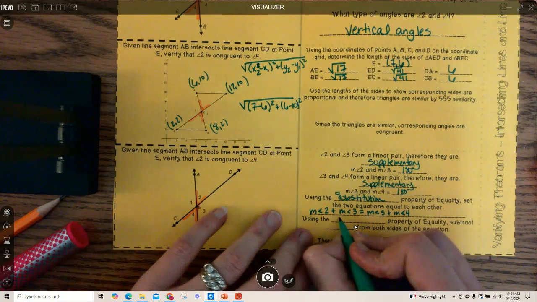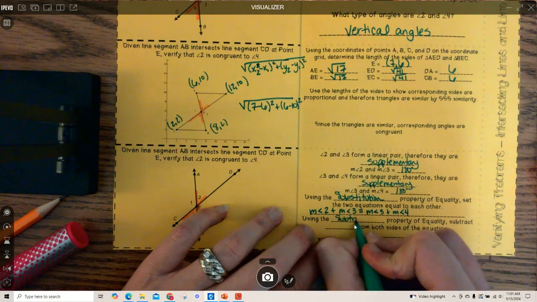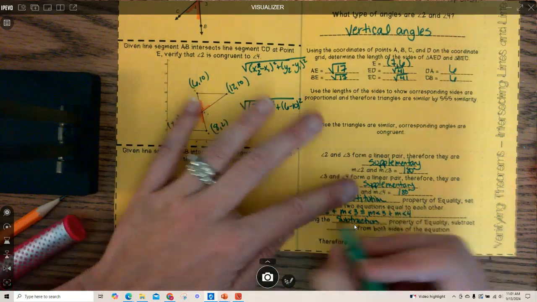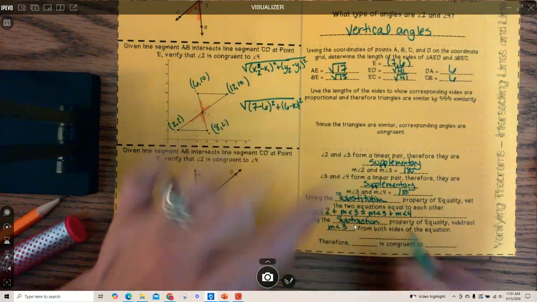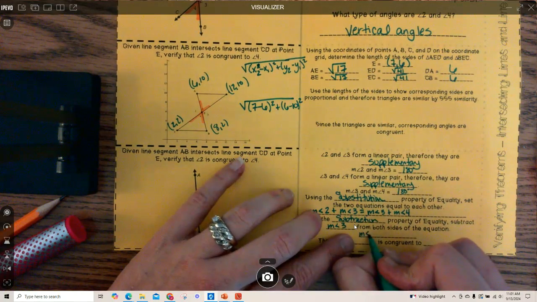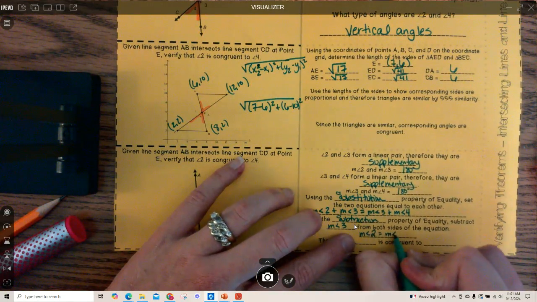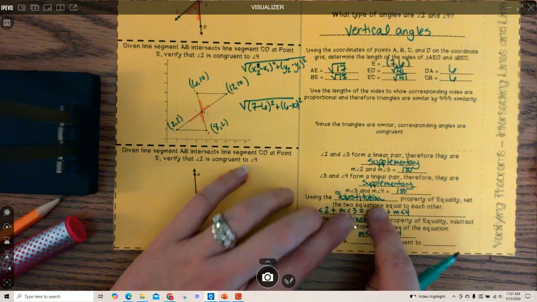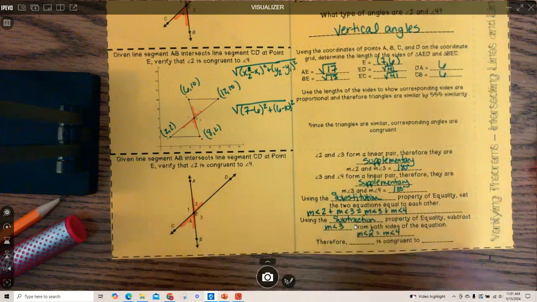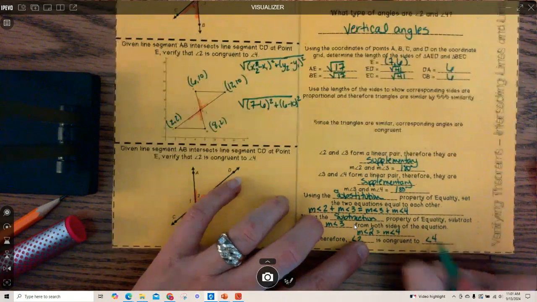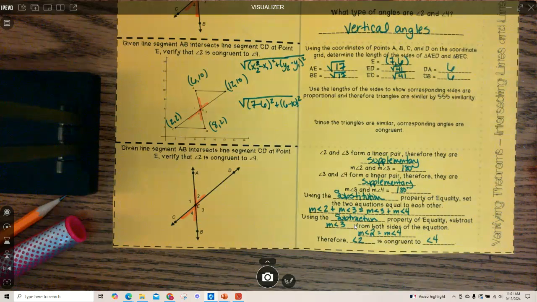So using the subtraction property of equality, subtract measure of angle 3 from both sides of the equation. And all we're left with is the measure of angle 2 equals the measure of angle 4. If we subtract the measure of angle 3 from both sides, those two angles are now equal to each other. So therefore angle 2 is congruent to angle 4.